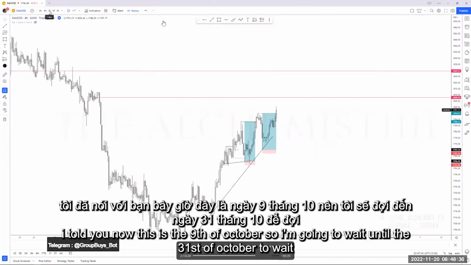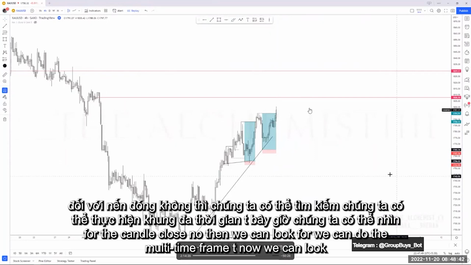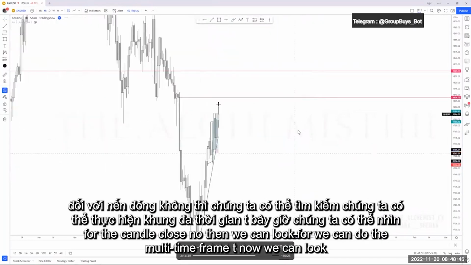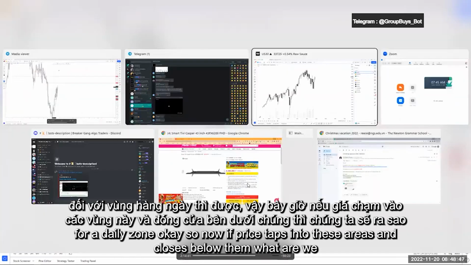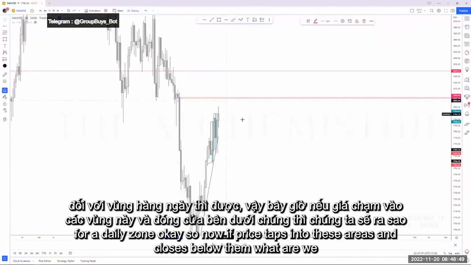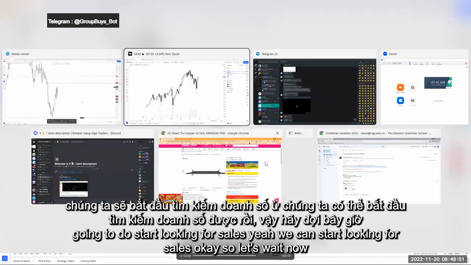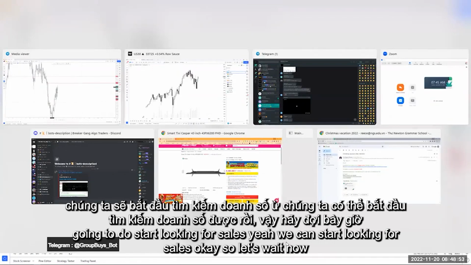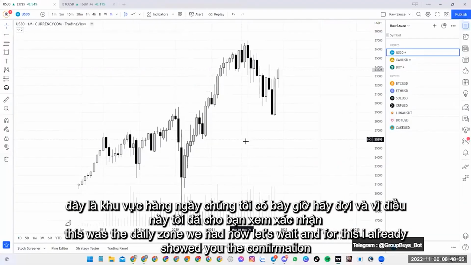Now, like I told you, this is the 9th of October. So am I going to wait until the 31st of October for the candle close? No. Then we can do the multi-time frame thing. Now we can look for a daily zone. So if price taps into these areas and closes below them, what are we going to do? We can start looking for sales. So let's wait. Now this was the daily zone we had.